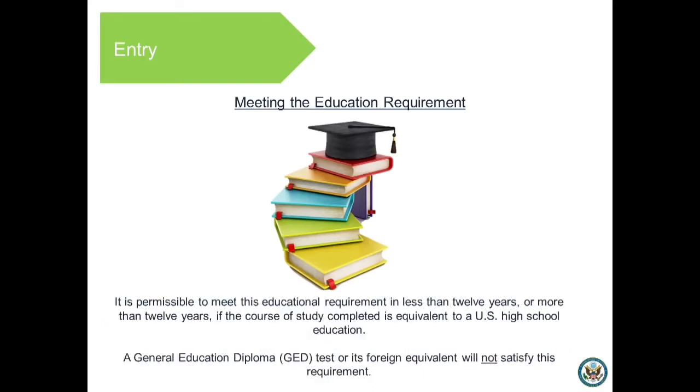It is permissible to meet the educational requirement in less than 12 years or more than 12 years if the course of study completed is equivalent to a U.S. high school education. A general education diploma, GED test, or its foreign equivalent will not satisfy this requirement.